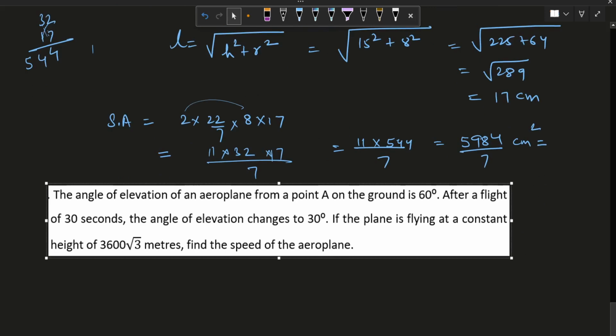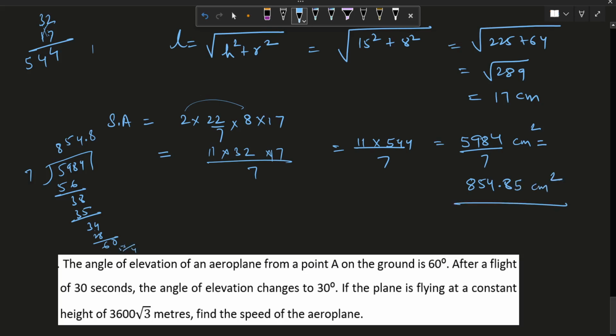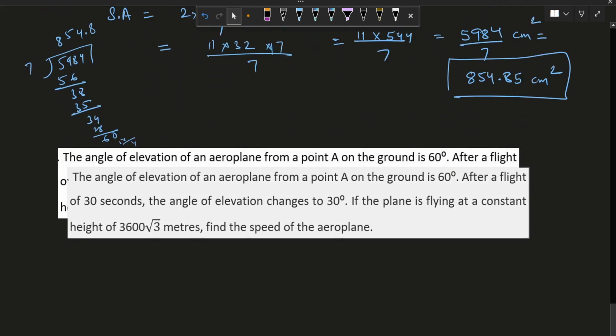Okay, so let's just divide it faster. 5984, you have to do it in rough. So 7 8s are 56, 7 5s are 35, 7 4s are 28. Decimal, you are getting something like 854.86 centimeter square. So that's your area of those two cones joined like that. Okay, I hope it's clear. Now let's move to the next question.